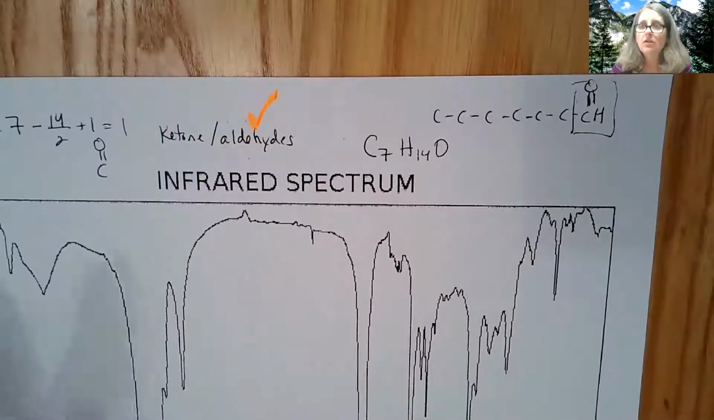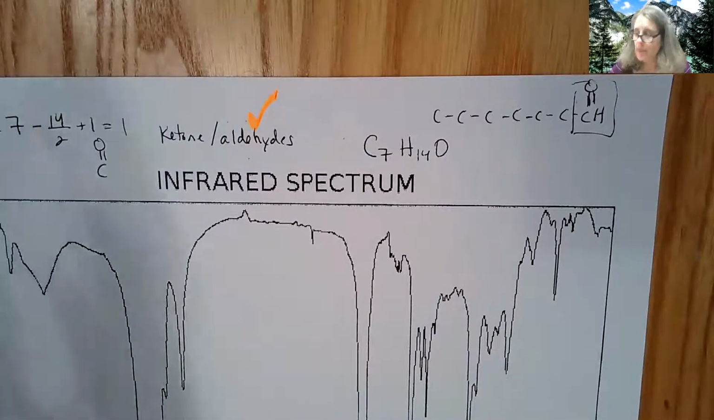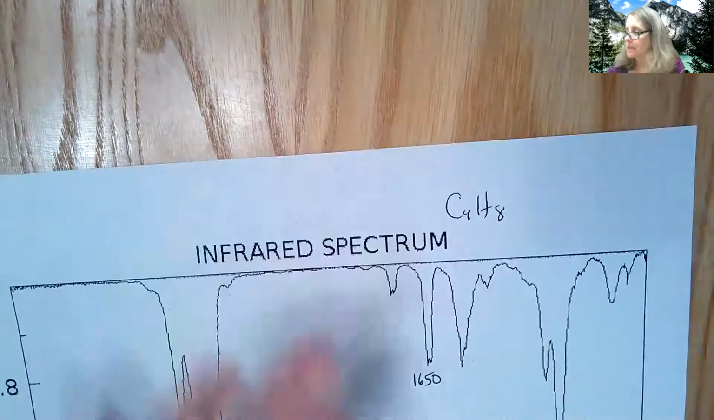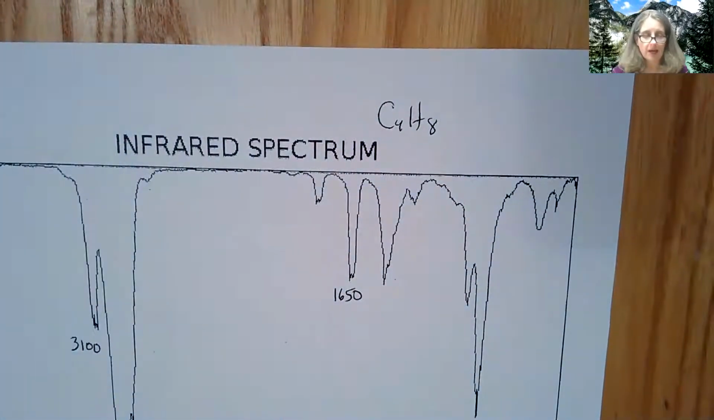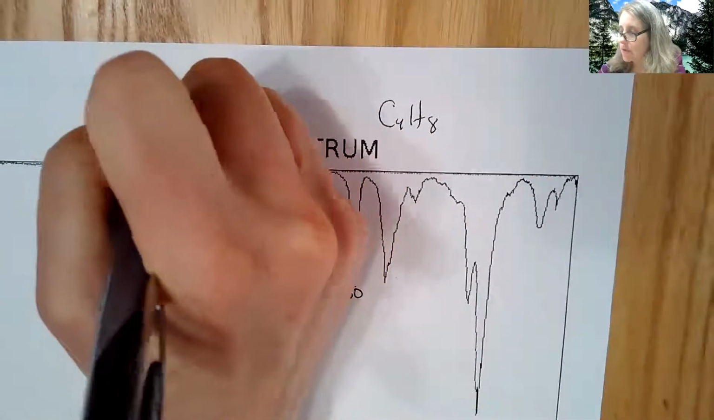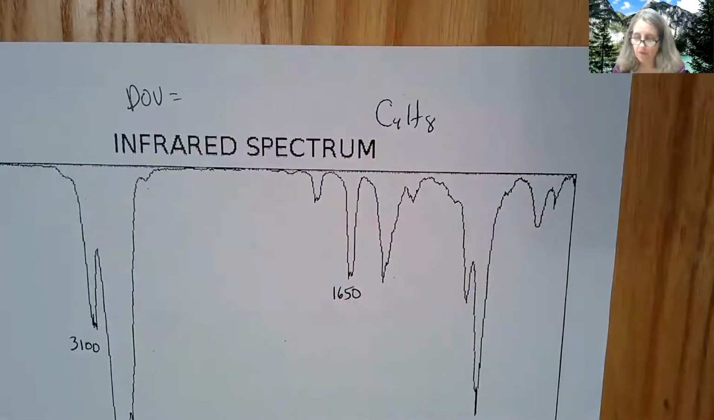I could then move on to more information. Okay. So flip that over possibly and find the C4H8. C4H8. So again, always do your degree of unsaturation, okay? That's always your first order of business.